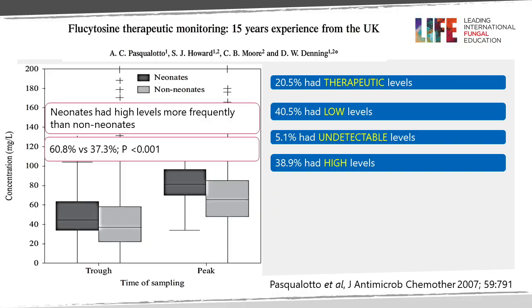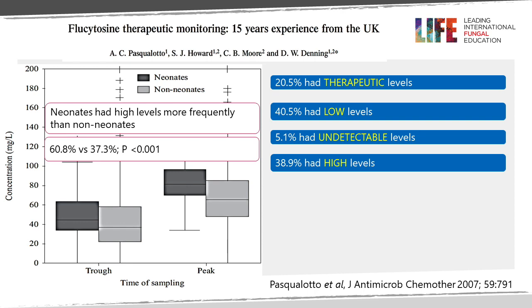So we did an audit of our own service some years ago now, and we found that there was a lot of variation. So only 20% of patients were in the therapeutic range. 40% had low levels, 5% had undetectable levels, and about 40% had high levels. And so this is in the UK where the dosing strategies have been around for a long time, and often slightly higher doses were given than the ones I've suggested, which is one of the reasons we recommended a slightly lower dose. But even in that context, you had 40% of patients with low levels and some undetectable levels.